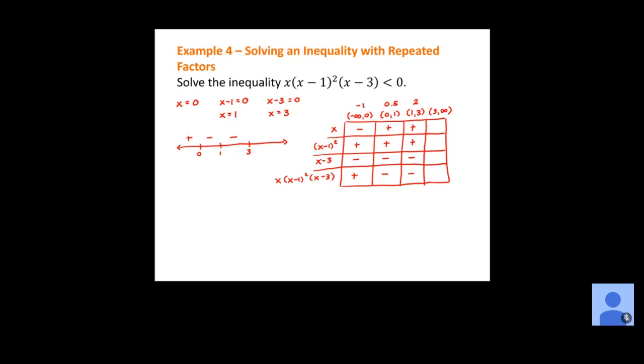And then finally, something between 3 and infinity, I'll just use 4. Plugging that in for x, again, that's a +4. Next row, 4 minus 1 squared. Since it's squared, it's automatically going to be positive. And then 4 minus 3 is 1, so that's a positive. No negatives this time, so overall this has to be positive.